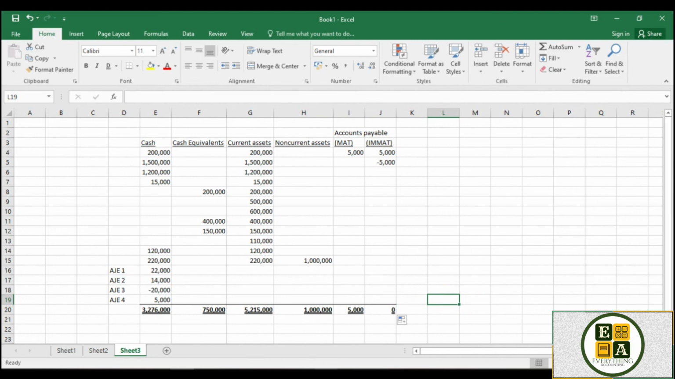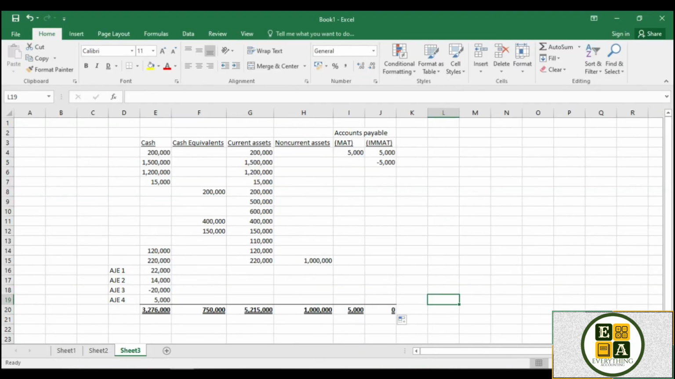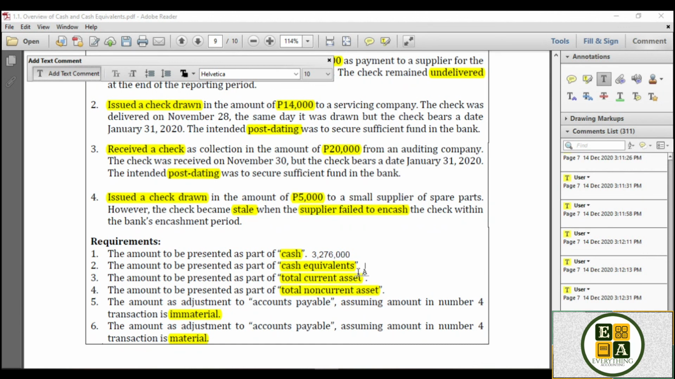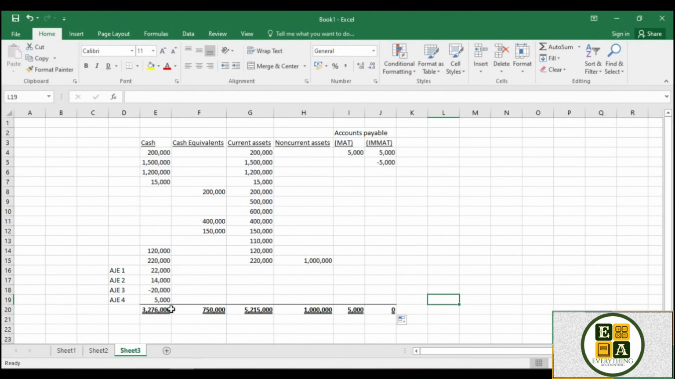For number 1, item of cash, we have it 3,276,000. For cash equivalents, we have it 750,000. For total current assets, we have it 5 million. Ay, wait. Okay. This adjustment, sorry, I forgot, will also appear as adjustment to current asset. Sorry, I forgot.